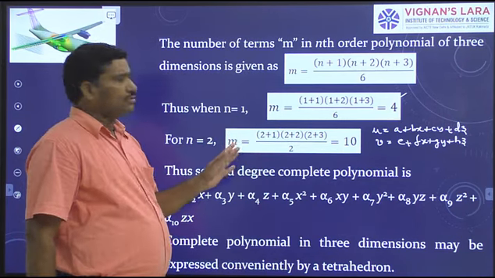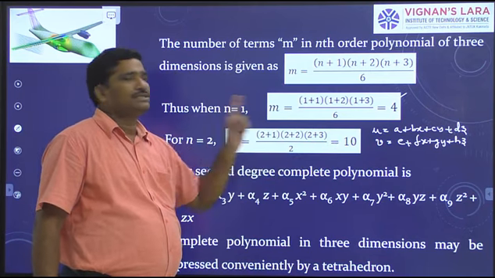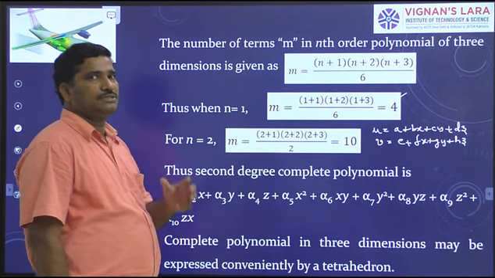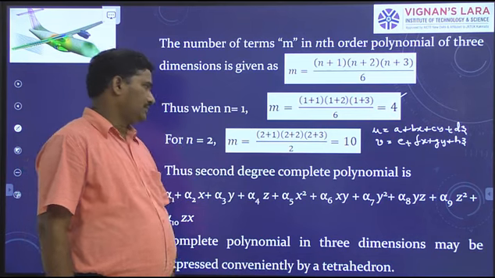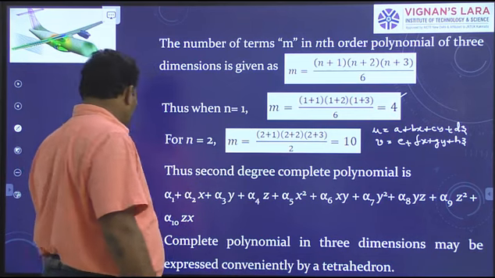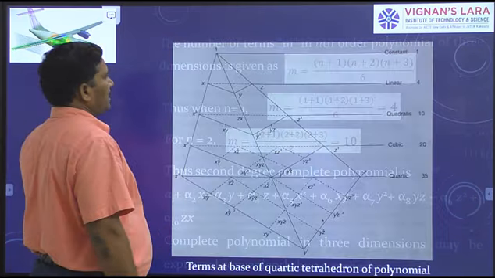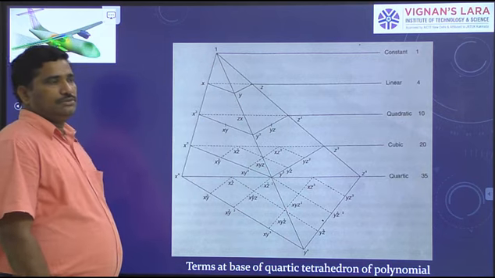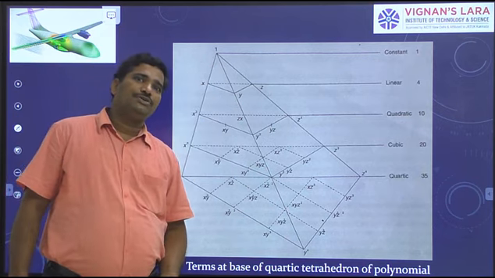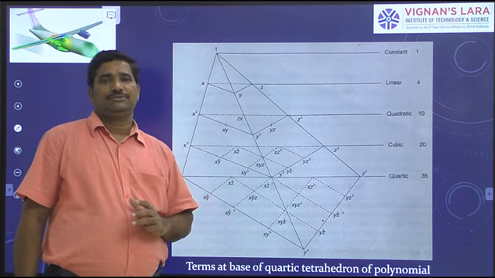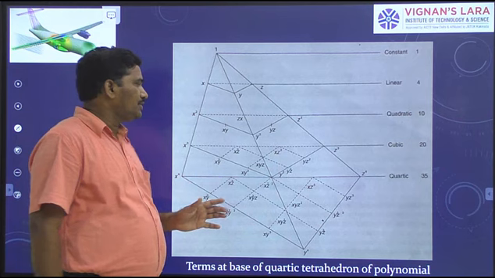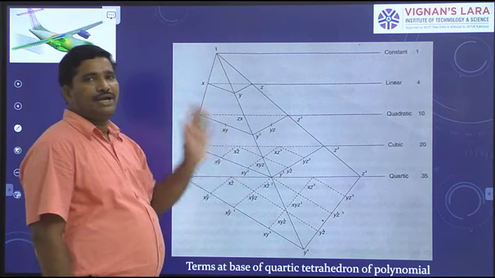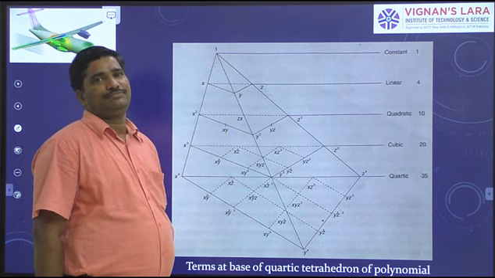When n equals 2, how many terms does the polynomial contain? 10 terms. Writing 3-dimensional polynomials is very difficult. You have to be careful. Now, you can also write 3-dimensional polynomials by remembering a tetrahedron. For writing 2-dimensional polynomials, we can use the Pascal strategy. For writing 3-dimensional polynomials, you can use a tetrahedron. It appears like this. When you remember this tetrahedron, you can write 3-dimensional polynomials.